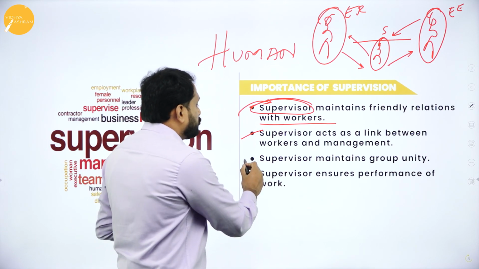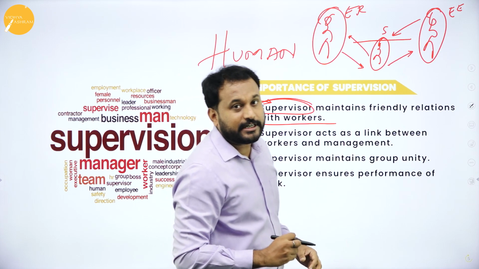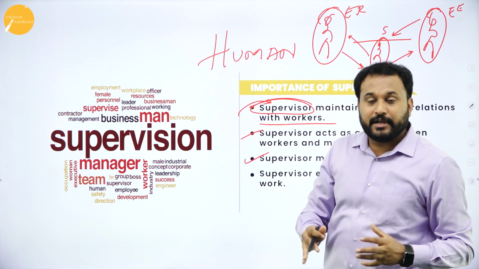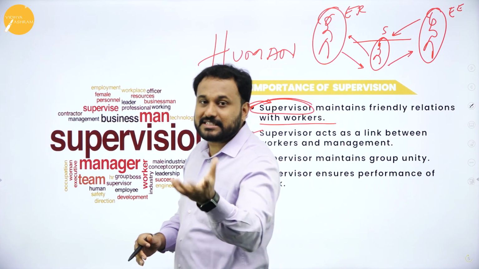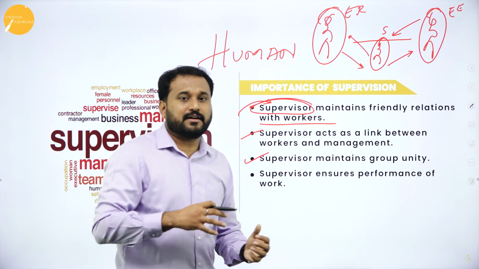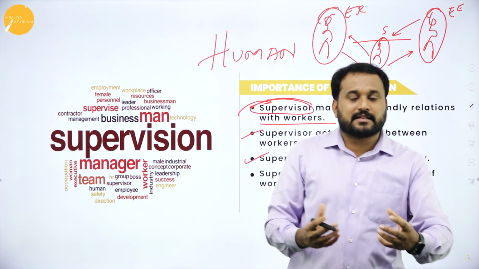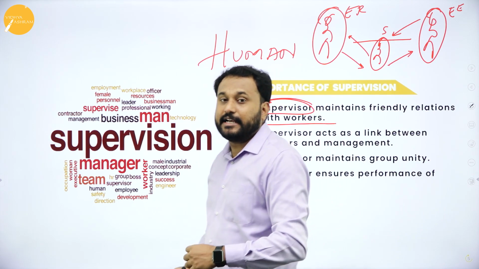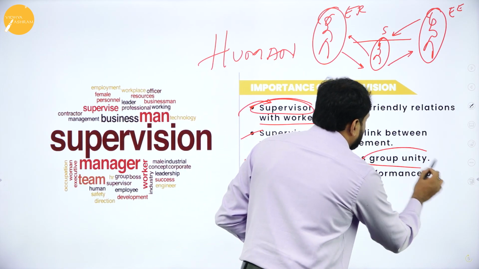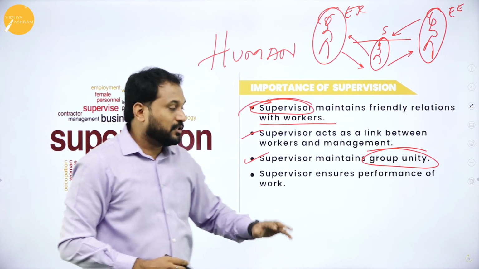The next thing is the supervisor maintains group unity. I told you in the first one itself, right? When humans are there, fights will happen, misunderstanding will happen, miscommunication will happen. There will be groupism, and different small community groups will come. Now the supervisor needs to maintain the group unity. So this is what happens here with the supervisor.